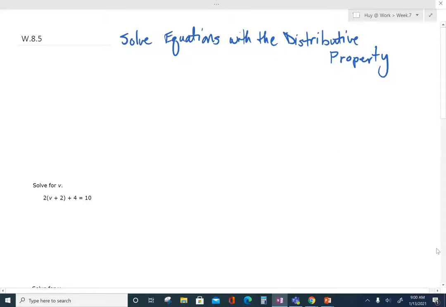All right, this is the lesson in IXL that's going to be between W8 and W9. It says new, and so I'm going to call it W8.5. It's called solving equations with the distributive property.